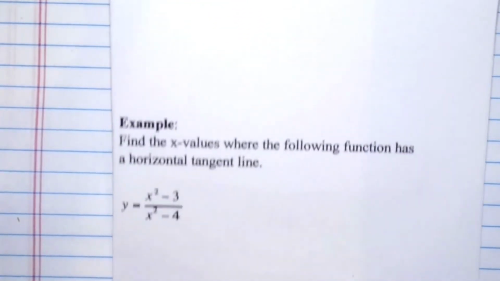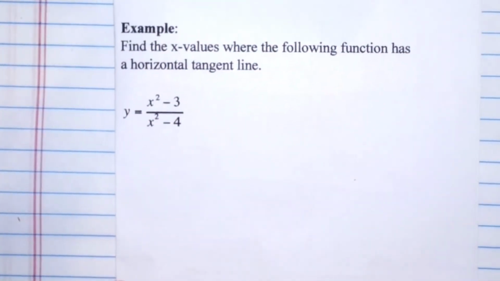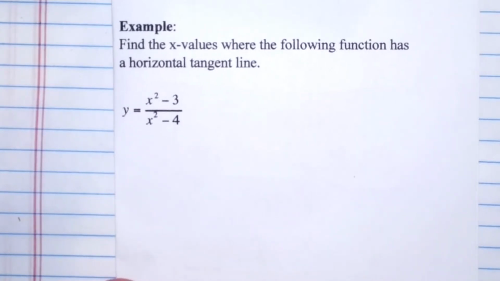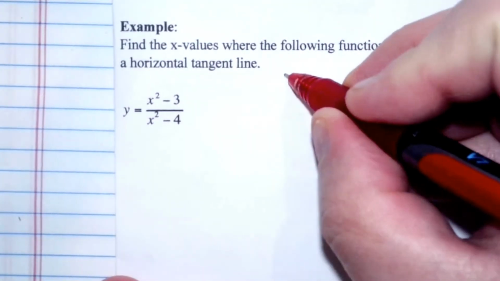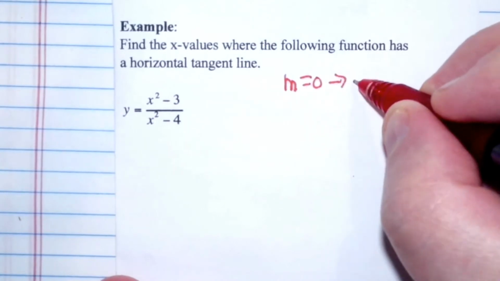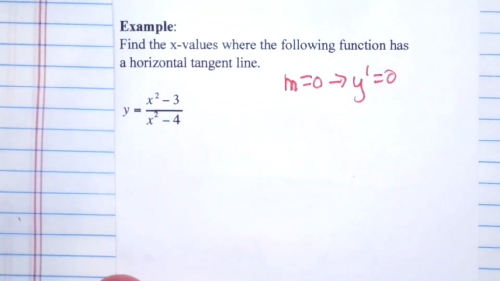All right, and now let's do one more example. Here you're given a function y equals x squared minus 3 divided by x squared minus 4, and we're asked to find all the x values where the function has a horizontal tangent line. If there's a horizontal tangent line, that means the slope is equal to 0, which means that y prime is equal to 0. We need to find the derivative, set it equal to 0, and solve.